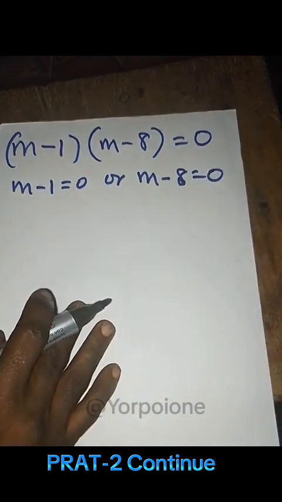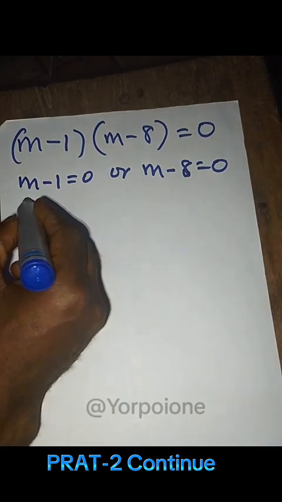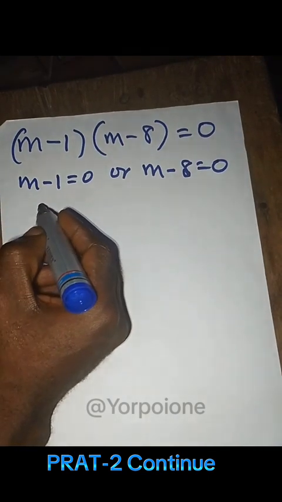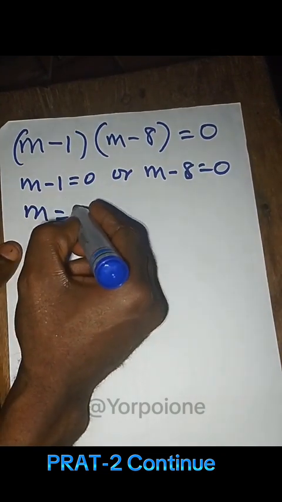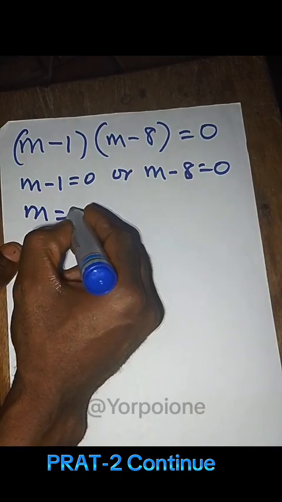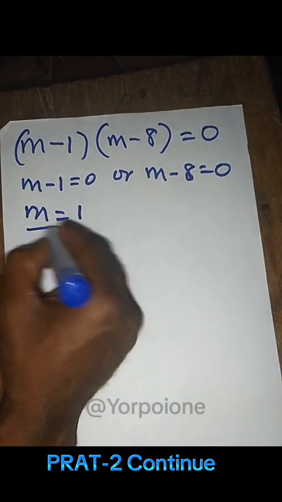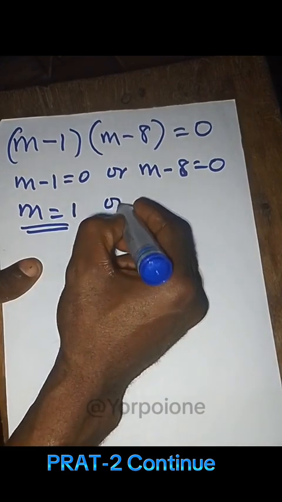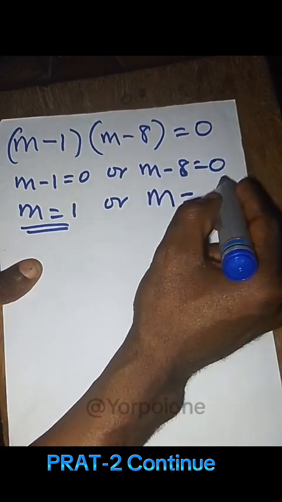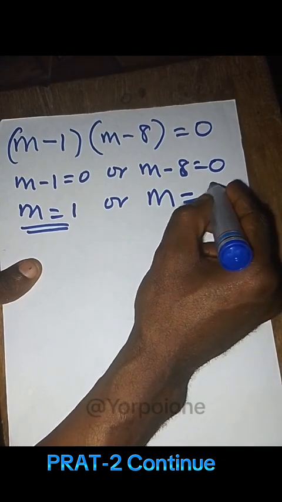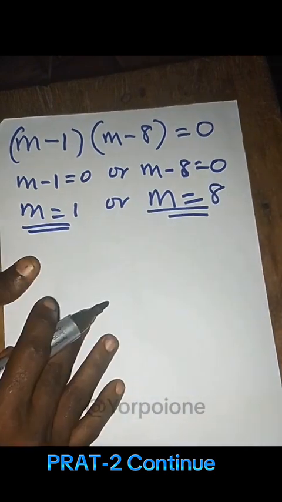Okay, so we get a value for m here. So what do we need to do? We have m is equal to 0. The minus 1 is going to be equal to, sign change to what? Plus 1. Value m here is 1. Or m is equal to, the negative 8 is going to equal to, sign change to what? 8. Okay.